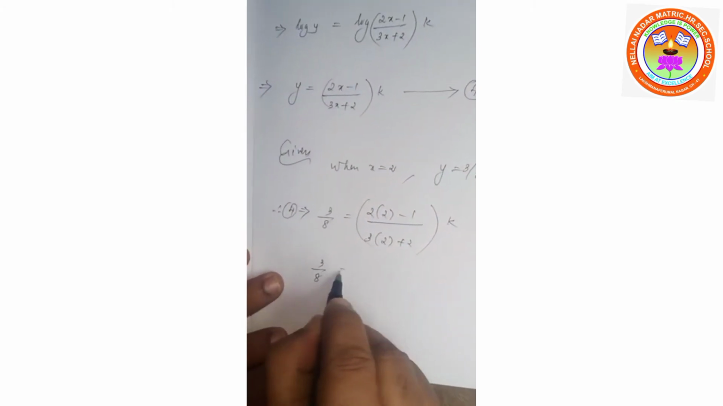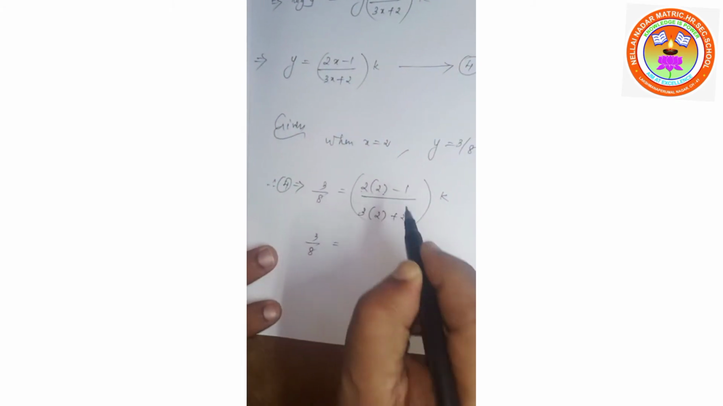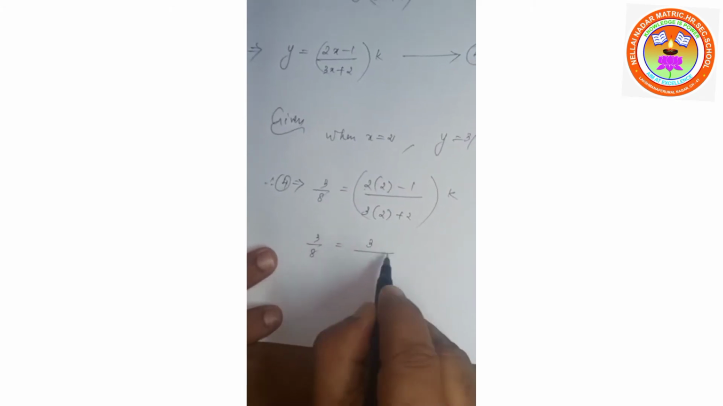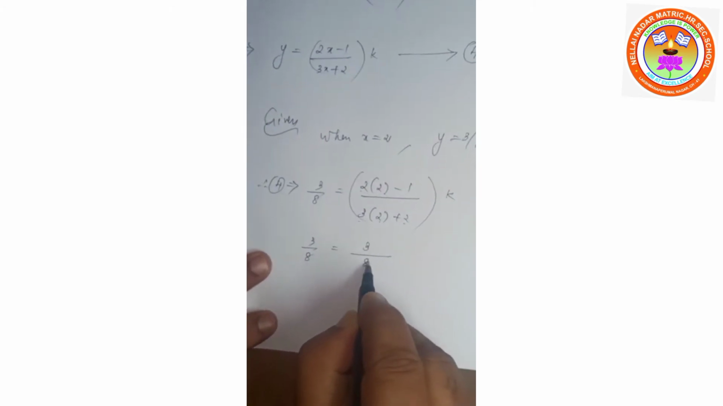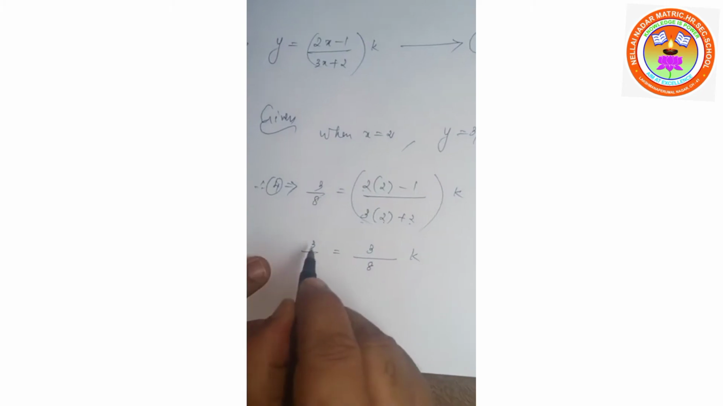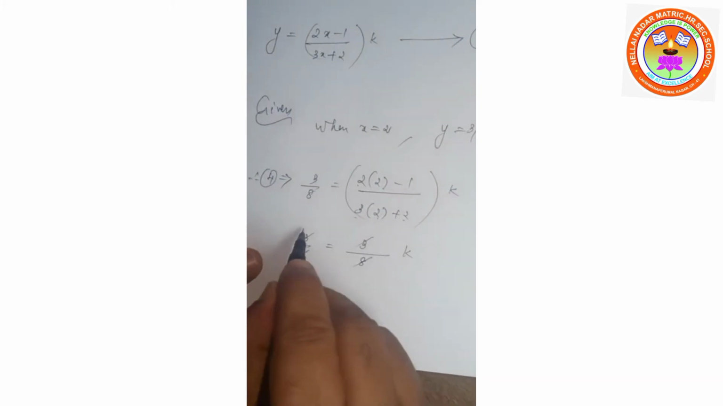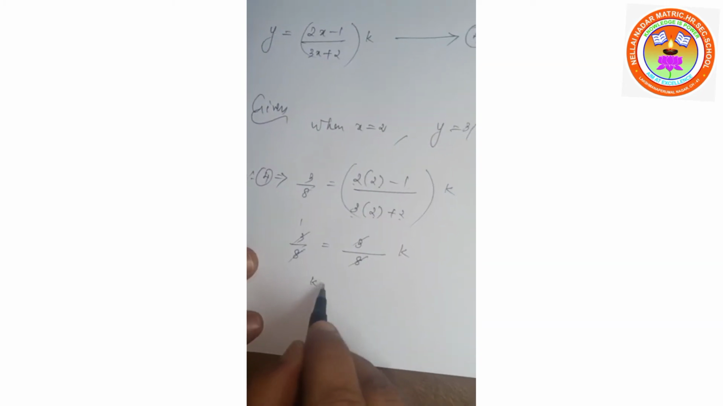3 by 8, that is equal to, 2 2s are 4, 4 minus 1, that is 3, divided by 3 2s are 6, 6 plus 2, 8 k. 3 3 get cancelled, 8 8 get cancelled, 1 will be there. So what is the value of k? 1.